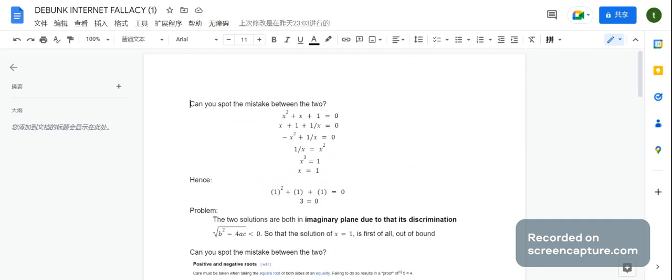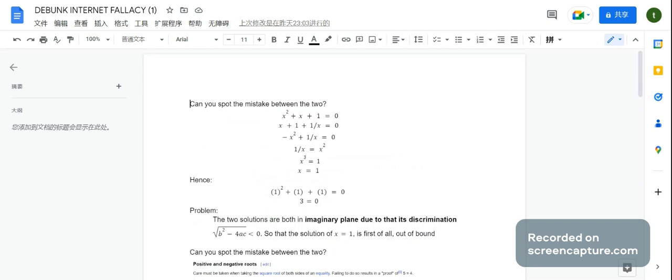From this graph, we see that x squared plus x plus 1 is equal to 0. So we divide both sides by x: x plus 1 plus 1 over x is equal to 0. The third step: negative x squared plus 1 over x is 0. The fourth step: going back to the first equation, x squared is equal to minus 1 plus x.